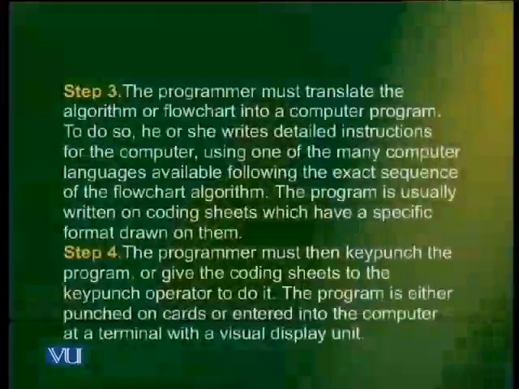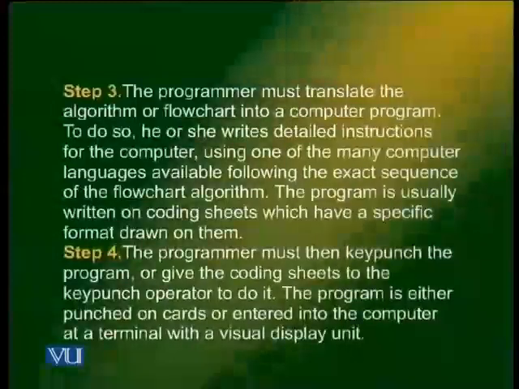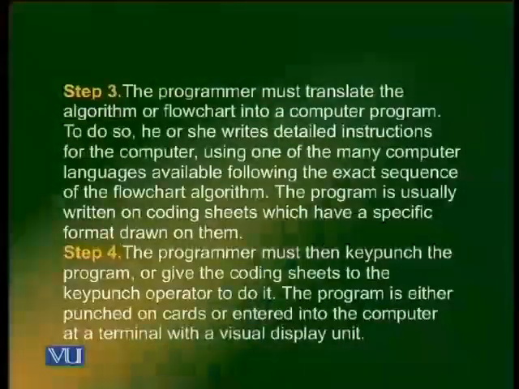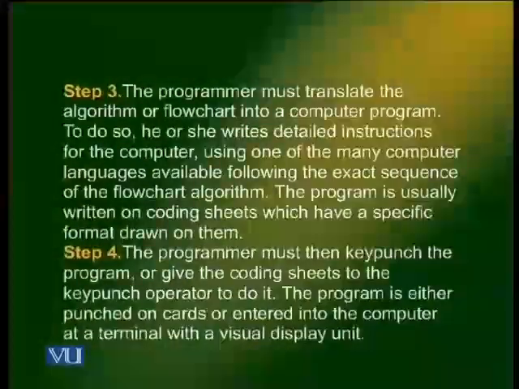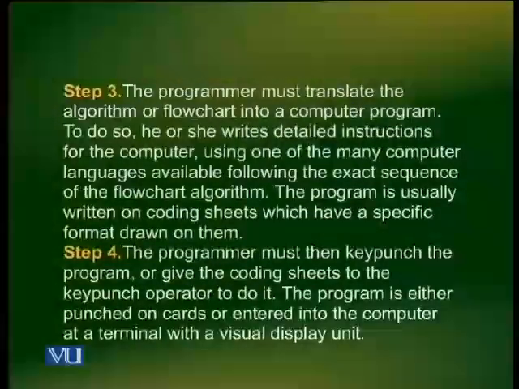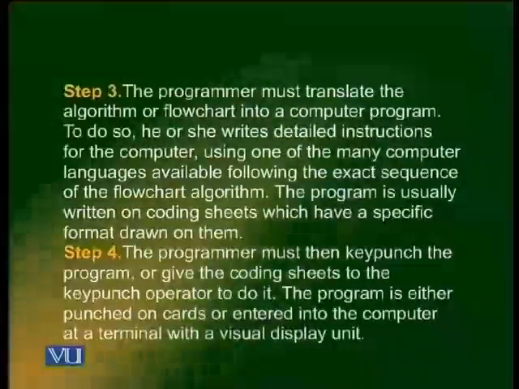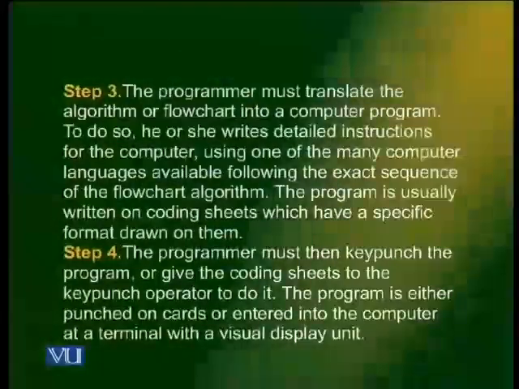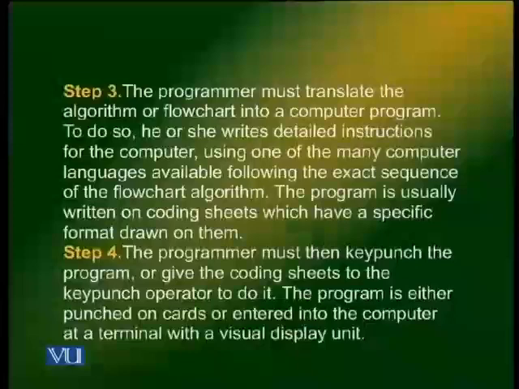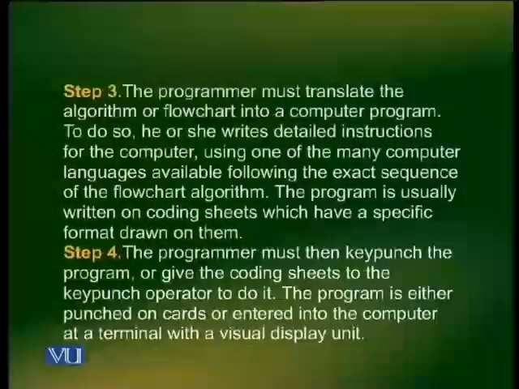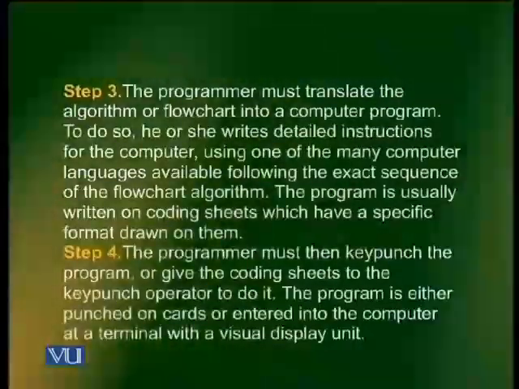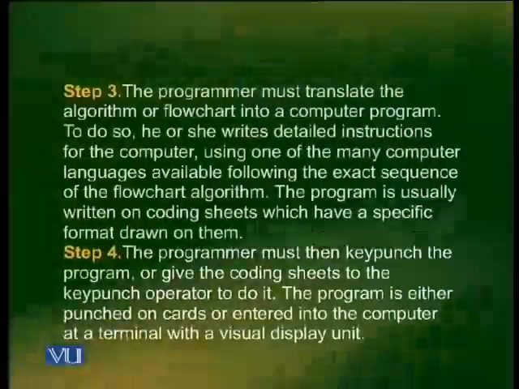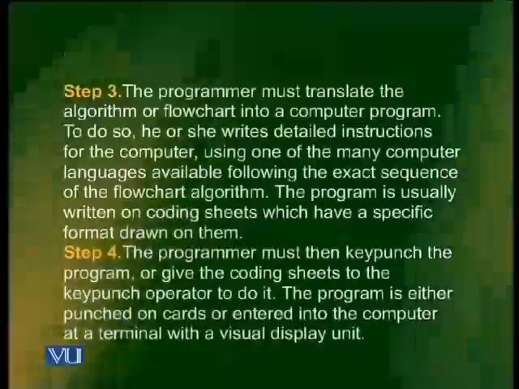Step number 3. The programmer must translate the algorithm or flowchart into a computer program. To do so, he or she writes detailed instructions for the computer using one of the many computer languages available, following the exact sequence of the flowchart algorithm. The program is usually written on coding sheets, which have a specific format drawn on them.